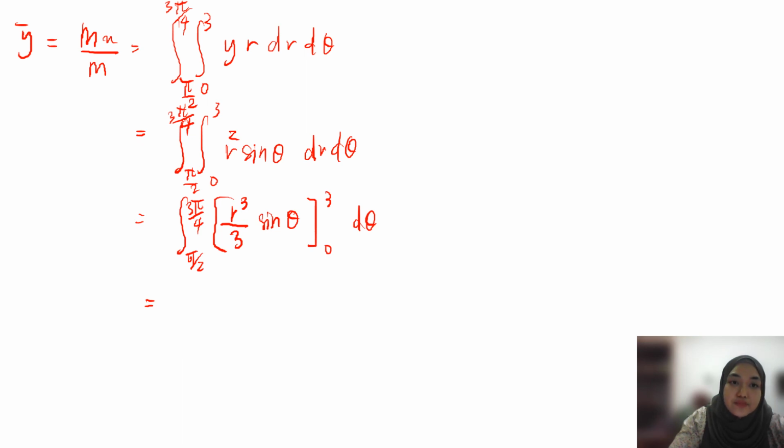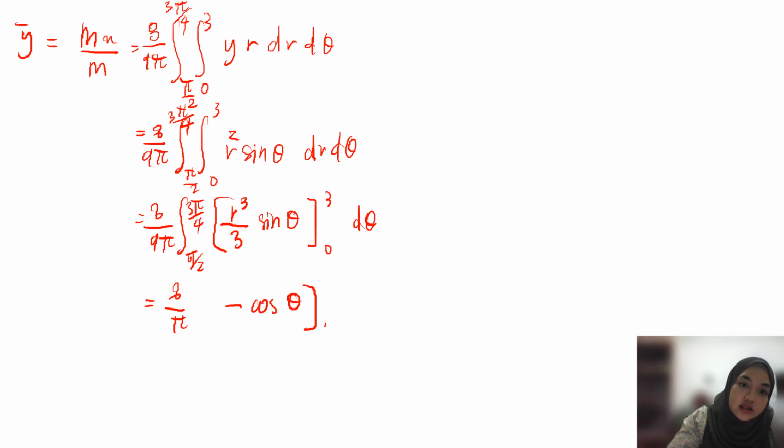You will get 9, 27, same again. Oh, sorry, I forgot to put the mass. The mass would be the same as the previous one, 8 over 9 pi. So you can simplify, you will get 8 over pi, and then sine theta. Sine theta, you have to integrate this one, you will get negative cos theta from pi over 2 until 3 pi over 4.